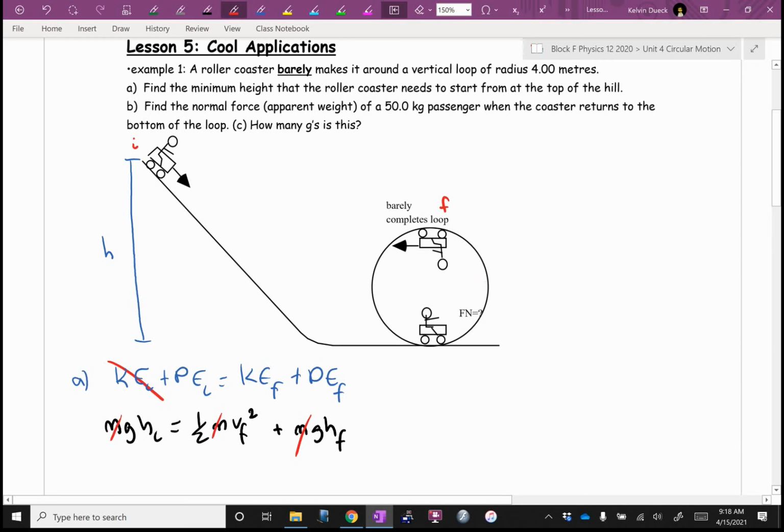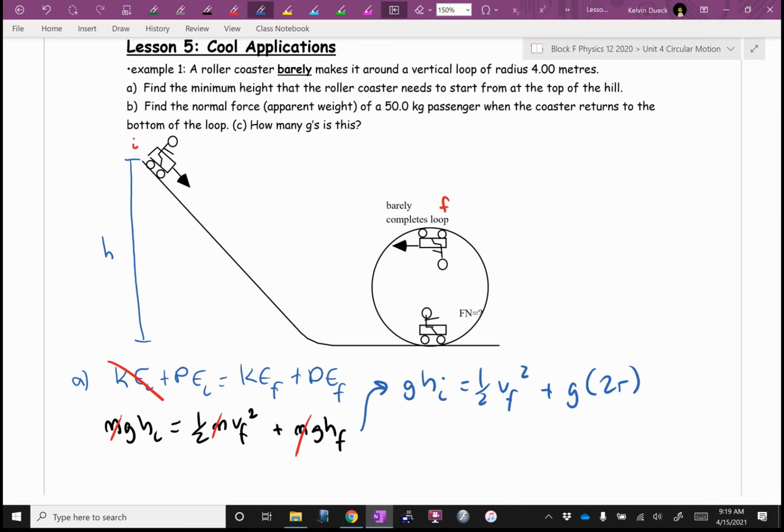I'm going to do this without numbers. I know it's 4, but I'm going to do this algebraically. How far from here to here? r. How far from here to here? So what's the total height? Not r. 2r. So in my next line, I'm going to write g h initial equals a half v final squared plus g 2r. Do I know g? 9.8.